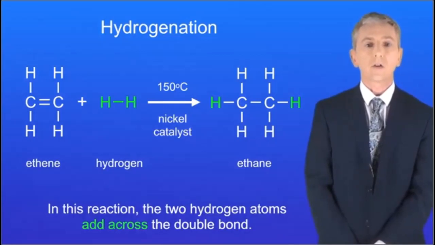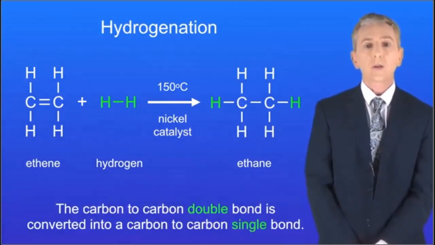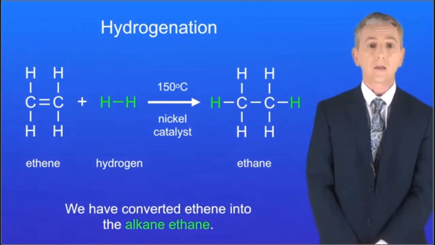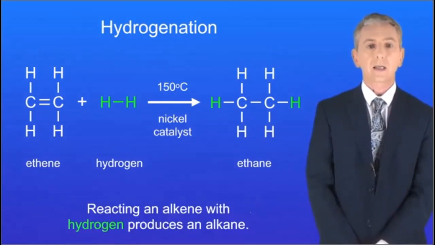In this reaction, the two hydrogen atoms add across the double bond. The carbon-to-carbon double bond is converted into a carbon-to-carbon single bond. And as you can see, we've converted ethene into the alkane ethane. So reacting an alkene with hydrogen produces an alkane.